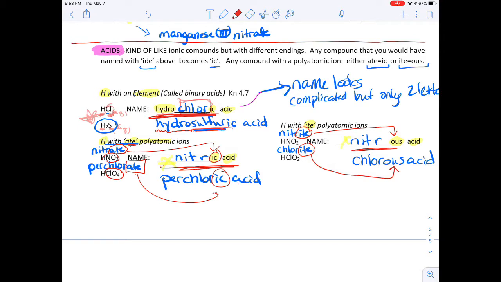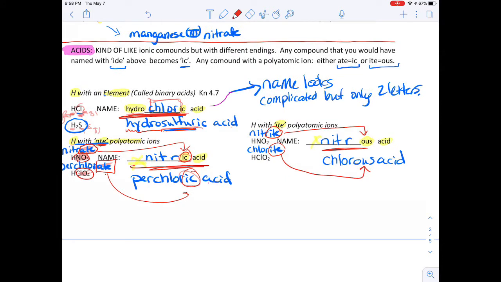And then if you have a polyatomic ion there, like right here, this is a polyatomic ion. You look up its name. If it is an ate, it becomes an ic. This is the part everyone starts getting confused on. So here's an example of an ate, and this is an example of the ate. And it becomes ic in both cases. And then over here, this is nitrite. This is chlorite. They both end in ite. And so it becomes ous and ous.